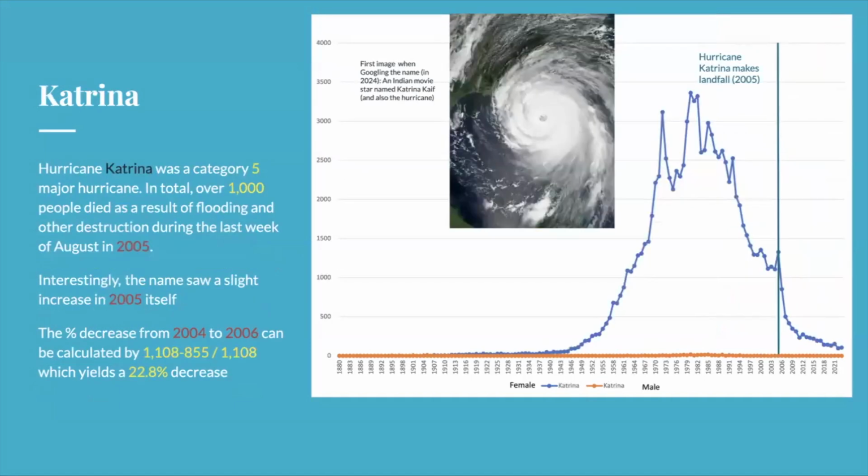On to the next name, which is Katrina, because Hurricane Katrina was a Category 5 major hurricane, and in total, over 1,000 people died as a result of flooding and other destruction during the last week of August in 2005. So interestingly, the name saw a slight increase in 2005 itself, but the percent decrease from 2004 to 2006, if we just skim over that point, is 22.8%. Not very fast, but you associate the name Katrina with the hurricane now, and so it's decreased, and it hasn't really come back. It's had a couple of minor increases just due to variation from year to year.